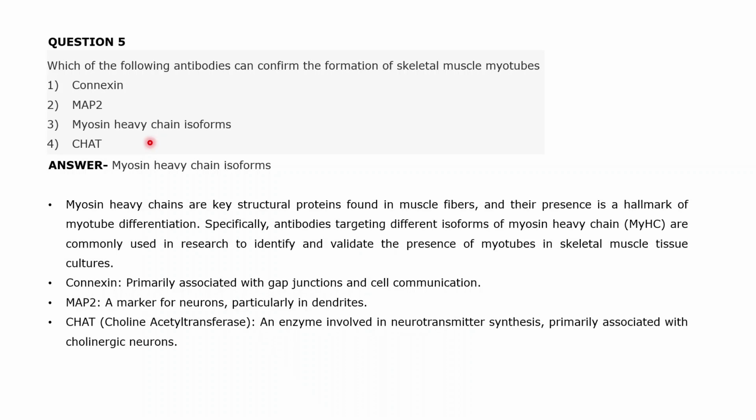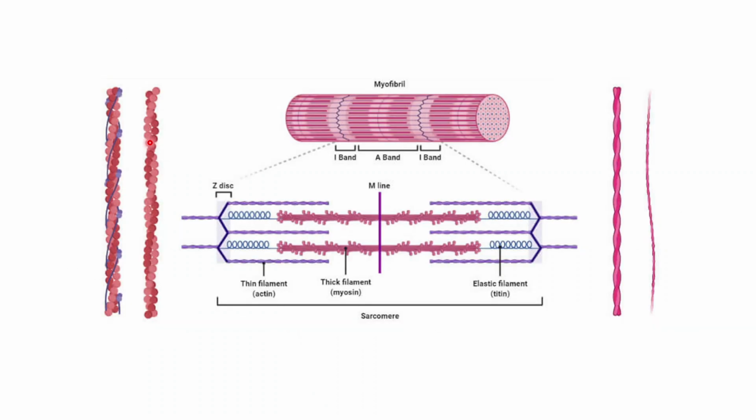Myosin is a component of muscle fibers, right? If you look at this particular figure, you can see that the dark band is contributed by myosin, while the light band is contributed by actin. When the signal is received, the myosin binds to these actin filaments and pulls the actin towards this central line, the M line. That results in contraction.